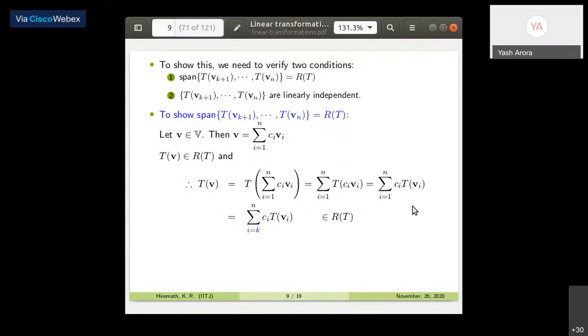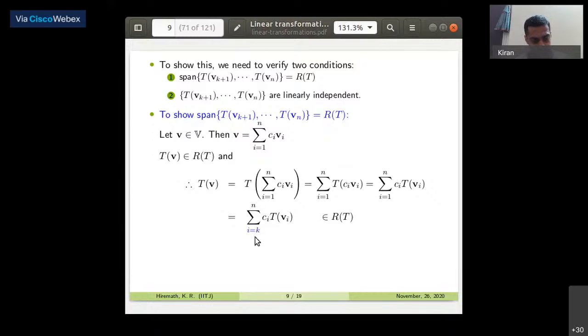Yeah. All of them will be mapped to 0. So we have to consider only from k to n. And this thing belongs to range of T. Now you see what I'm saying: if I start with T of V in range of T, I'm getting its representation in terms of all these n minus k elements.